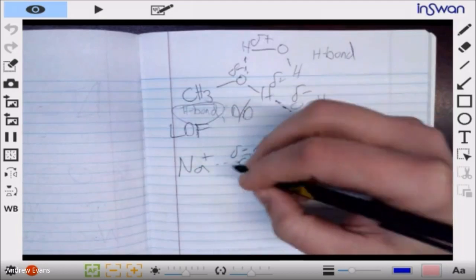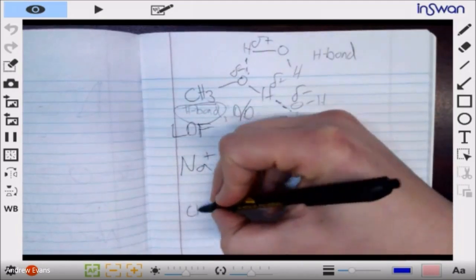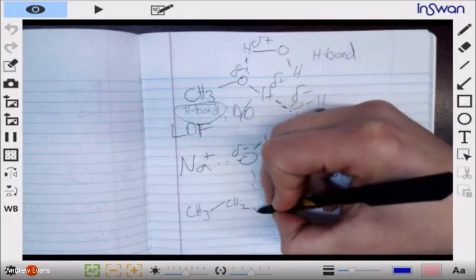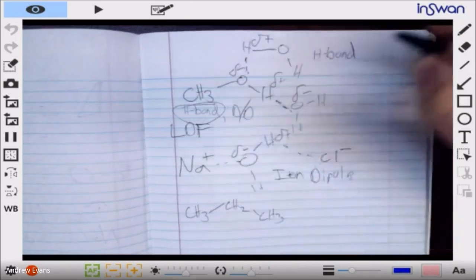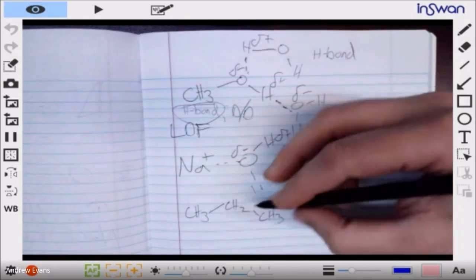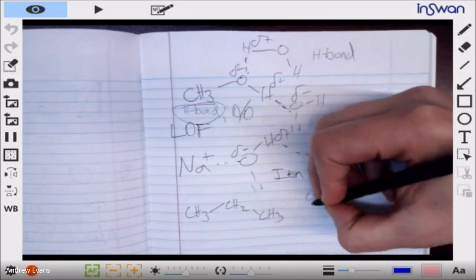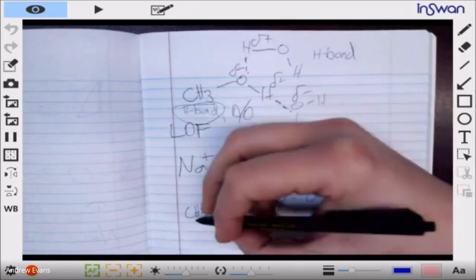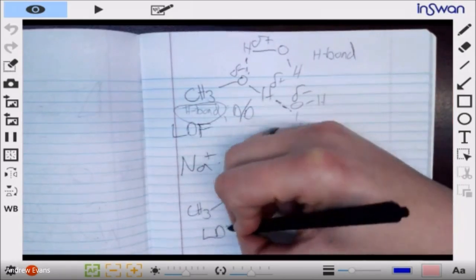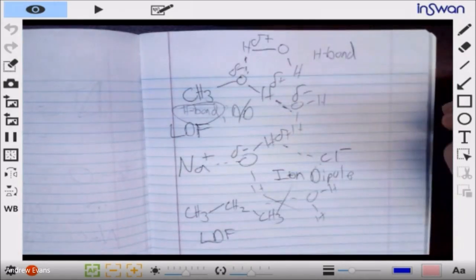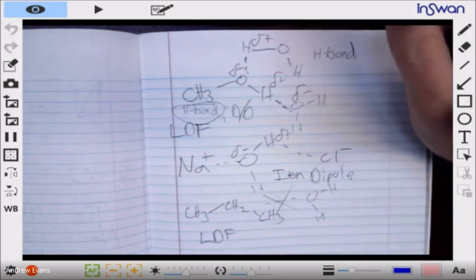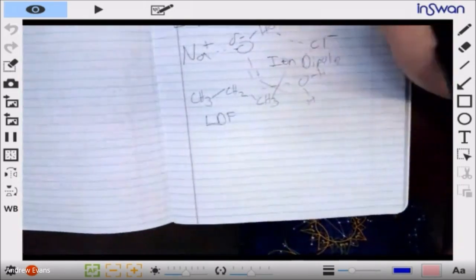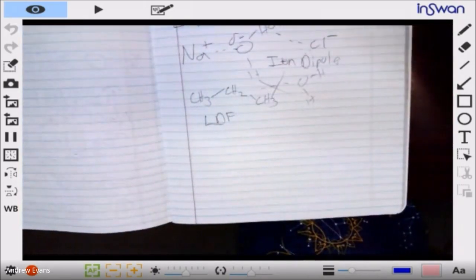I think the next one is propane. This is going to be not much of anything. There's not really any attractions because this is all London dispersion forces, London dispersion forces. That's A, B, C.